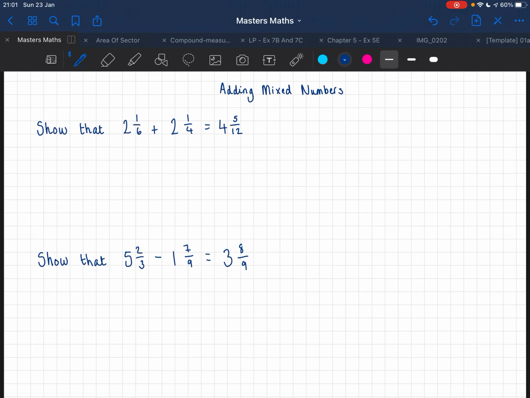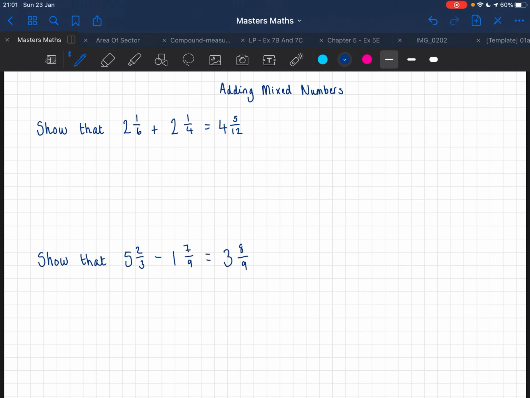So you've got to show that 2 and 1 over 6 plus 2 and a quarter is equal to 4 and 5 over 12. So you know the answer. They've told you what the answer is. You have to show the working out to get there.